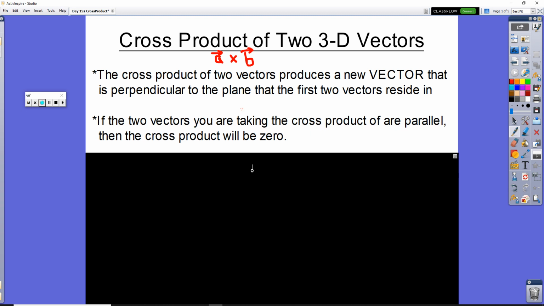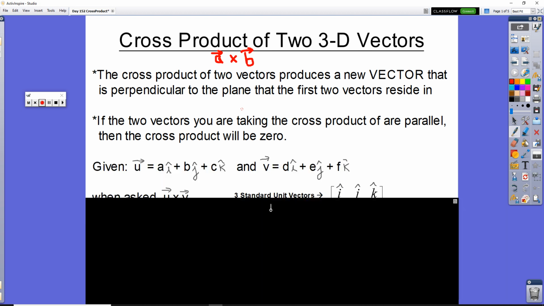If your two vectors that you're taking the cross product of happen to be parallel, then the cross product will produce a result of 0. This is one of the special features of cross product. So if you aren't sure if your vectors are parallel, take the cross product and find out if you get a 0 answer. That'll tell you definitely that they're parallel.